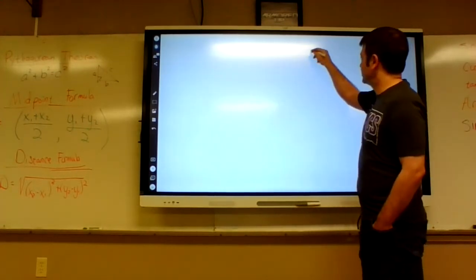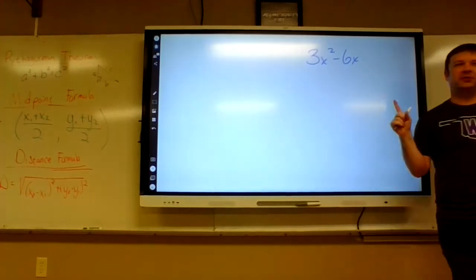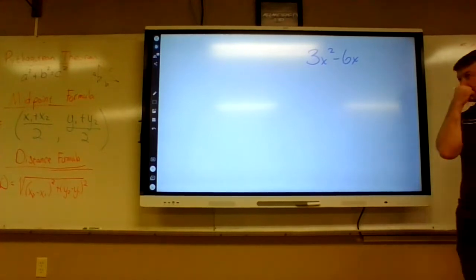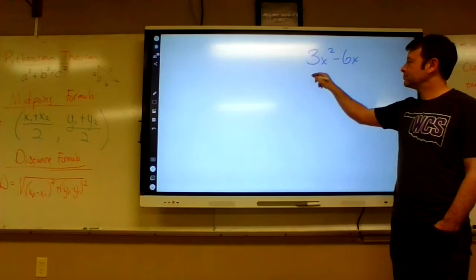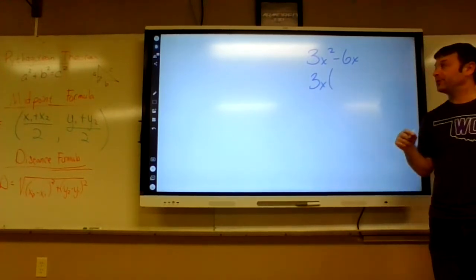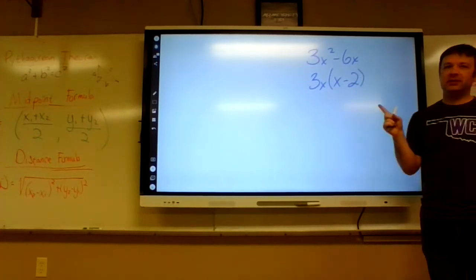Alright, do you guys know how to factor that? 3x squared minus 6x. What's the first type of factoring we learned? You should always check to do this first. Take stuff out. What goes into both of these? 3x. What's left after I divide that out of both of those? x minus 2.